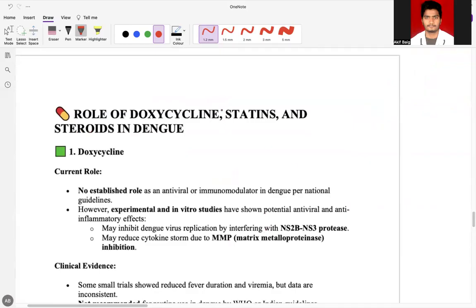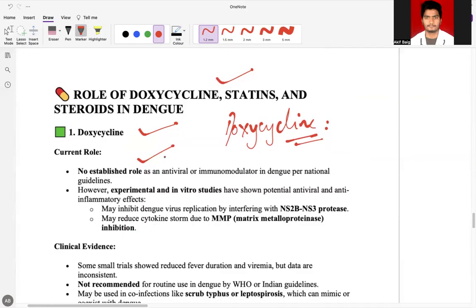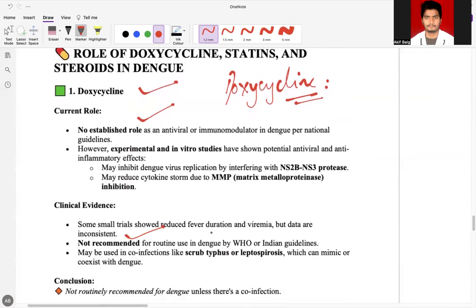Role of doxycycline, statins, and steroids in dengue. So, current role: many times we see in prescriptions that clinicians are prescribing doxycycline, but the national guidelines for dengue suggest that there is no established role of doxycycline, and it is not recommended for routine use in dengue by WHO or Indian guidelines. However, it was thought to be used basically because of its anti-inflammatory action. Because dengue is an inflammatory state, anti-inflammatory action could be useful. That's what was thought.